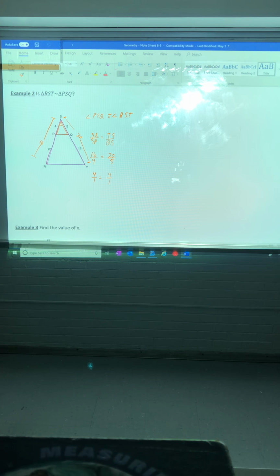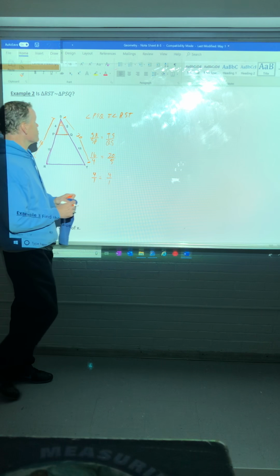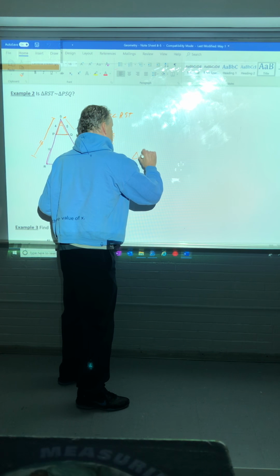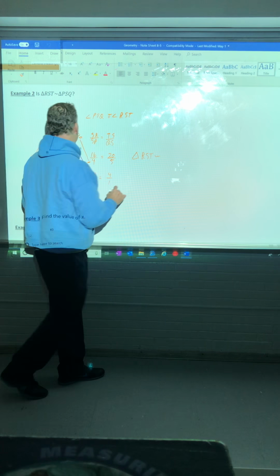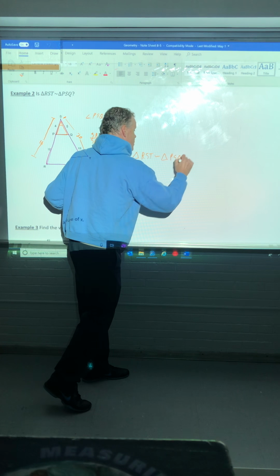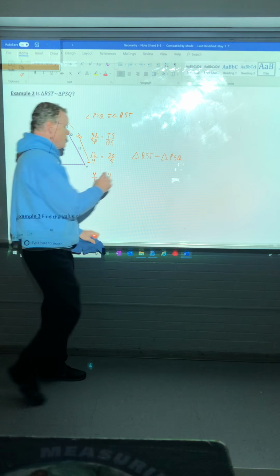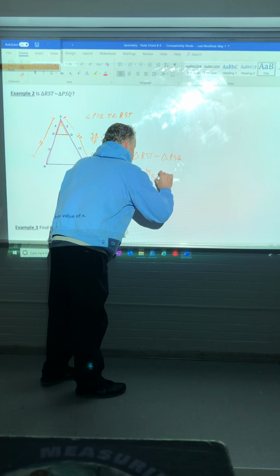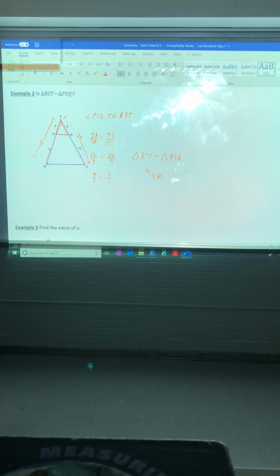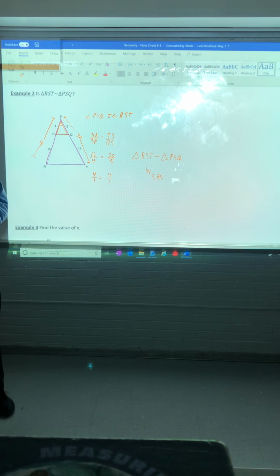So we're looking at example 2. We proved that triangle RST is similar to triangle PSQ, and that's our similarity symbol. And it's by SAS for similarity. So that's for example number 2. Again, proving that two of the sides are going to be in proportion and the included angle is going to be congruent. Angles have to be congruent, sides have to be in proportion.